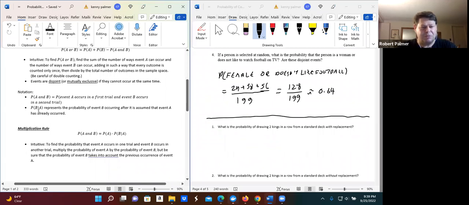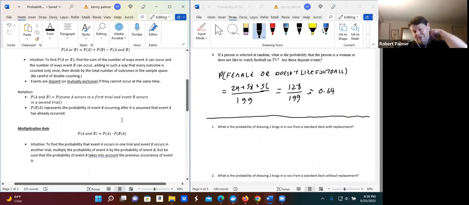Now this other notation, probability of B slash A, you read that as probability of B given A. This represents the probability of event B occurring after it's assumed that event A has already occurred. And we'll see that example here in a moment. Because basically we're asking, what's the probability of event B given that A has already happened? And this is important if the probability of A happening affects the probability of B happening. In many cases, it will.